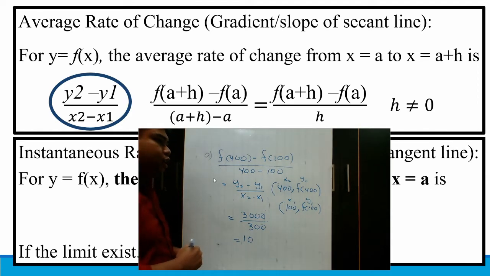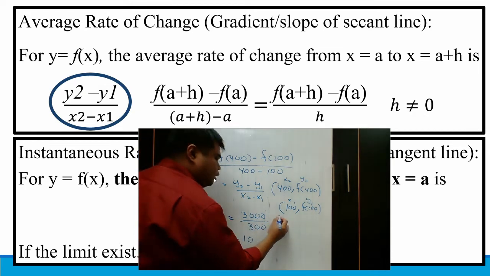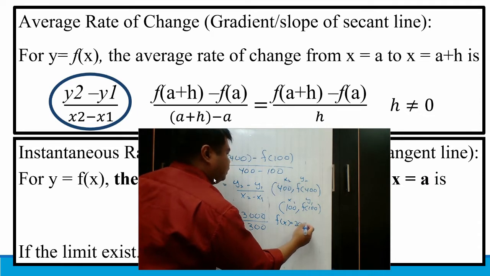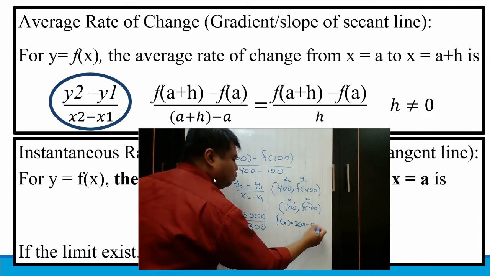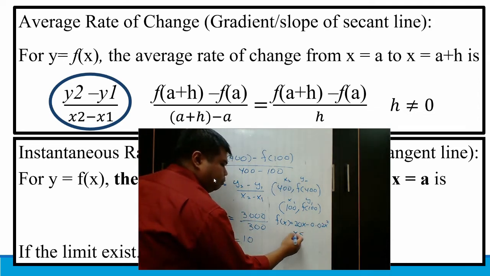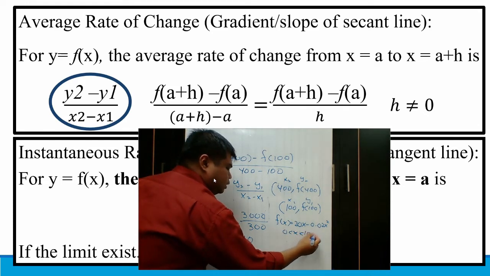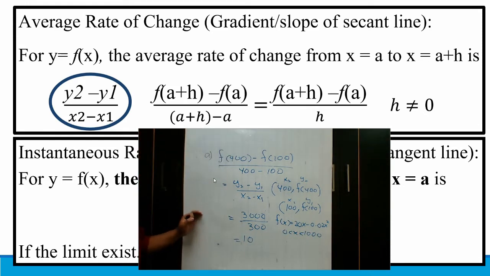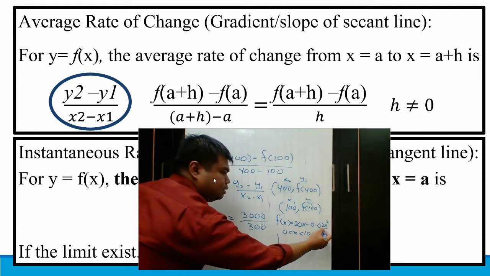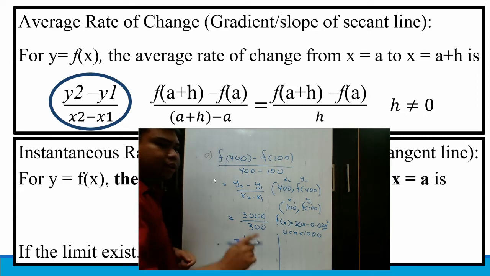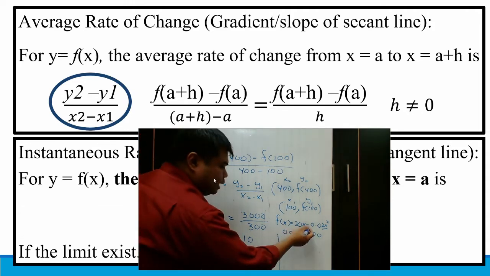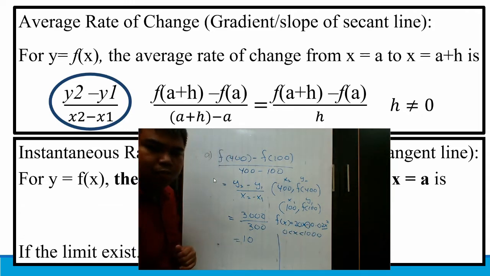If I sketch a graph which is f(x) equal to 20x minus 0.02x squared, where the x value is from 0 to 1000. Okay, the graph looks like this one. You know that it is x squared, so it will either be a smile shape or a sad shape. Since it is negative, it is the sad one.